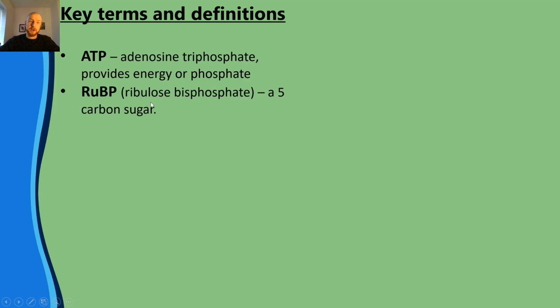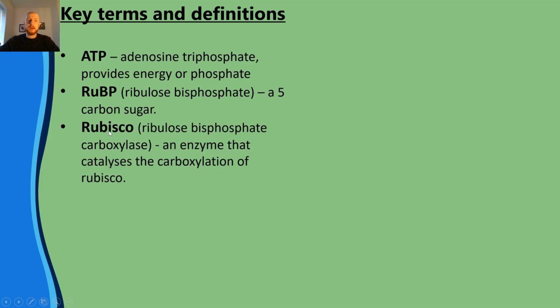RUBP is our next key term, which stands for ribulose bisphosphate, but don't worry, AQA do not need you to remember that for the exam. You can just write RUBP. Now, ribulose bisphosphate, the O's might have given it away, but it's basically a sugar. And it's actually a pentose sugar, meaning it's a 5-carbon sugar. Rubisco is the enzyme that catalyzes the carboxylation of RUBP.